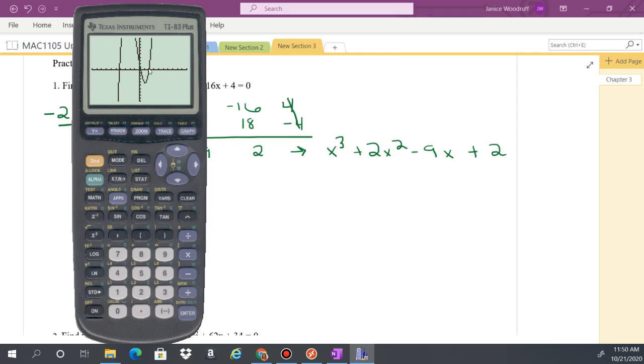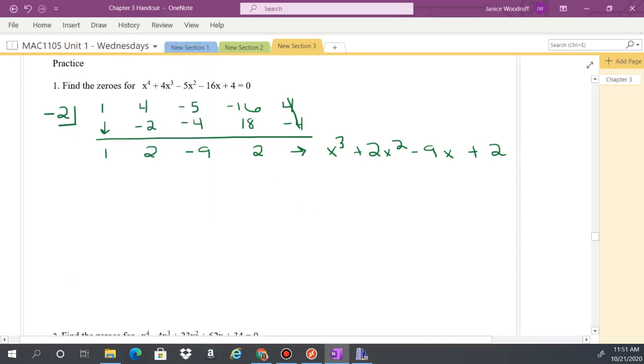Okay, and let's check here. I think positive 2, the other 0 we didn't use, should still be in play here. Positive 2, 0. So now we'll use the positive 2. Okay, and then our coefficients are 1, 2, negative 9, and 2.